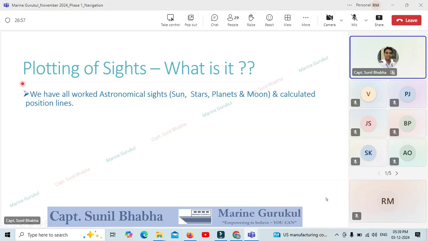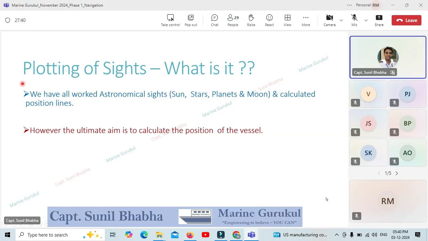In celestial navigation, we have worked upon celestial sites, celestial observations, using different bodies, sun, stars, planets, and moon. We have used different methods depending upon the situation, like meridian passage, latitude by meridian altitude, long by Crone, intercept, ex meridian, and Polaris. Now, all these methods have given us position lines. If we take one celestial observation or if we take one celestial site, we can obtain one position line for that time.